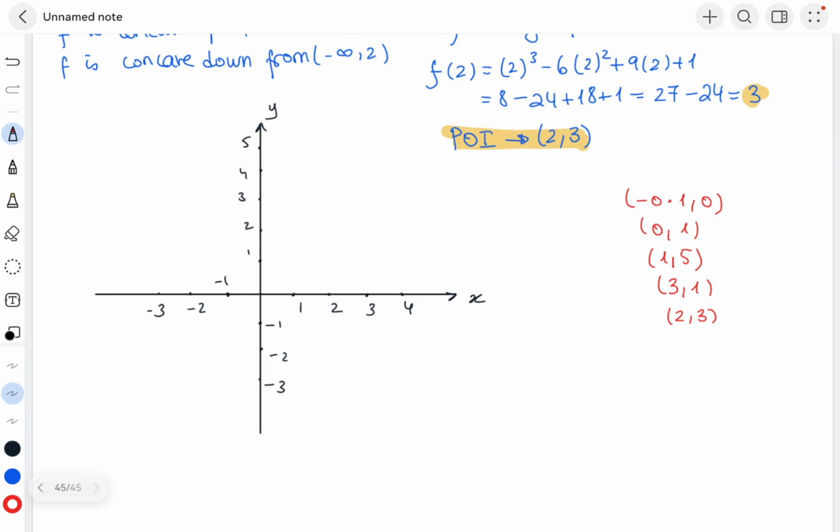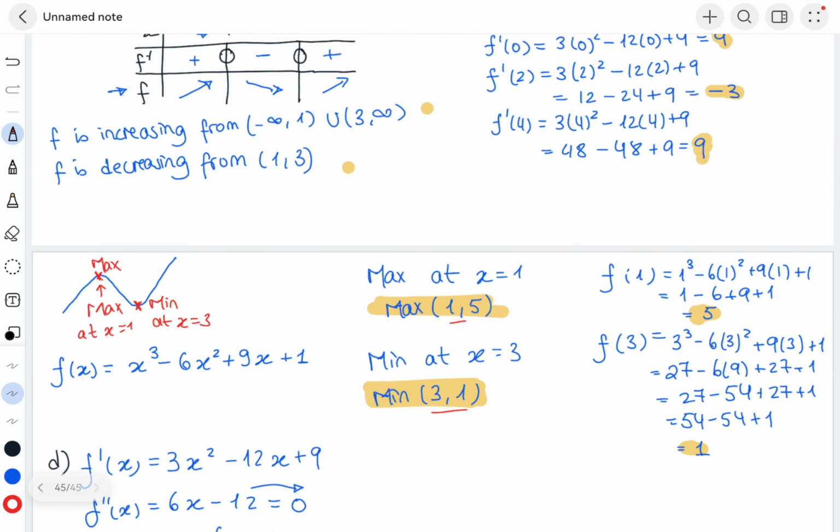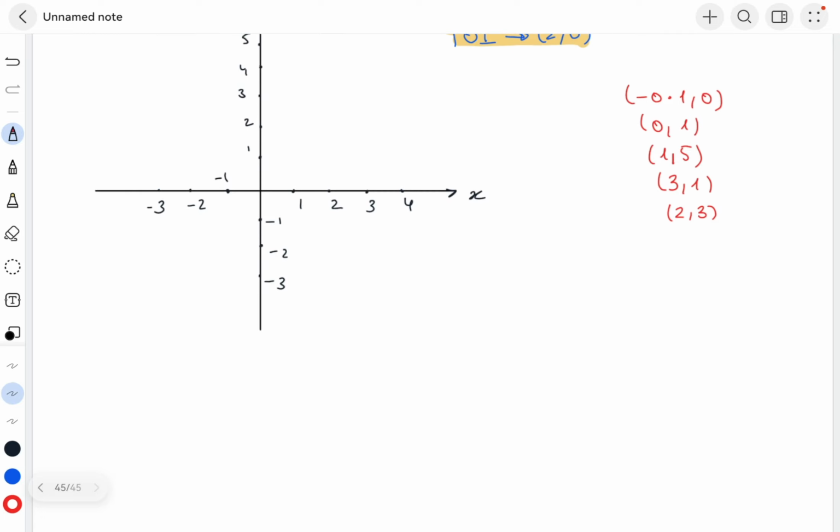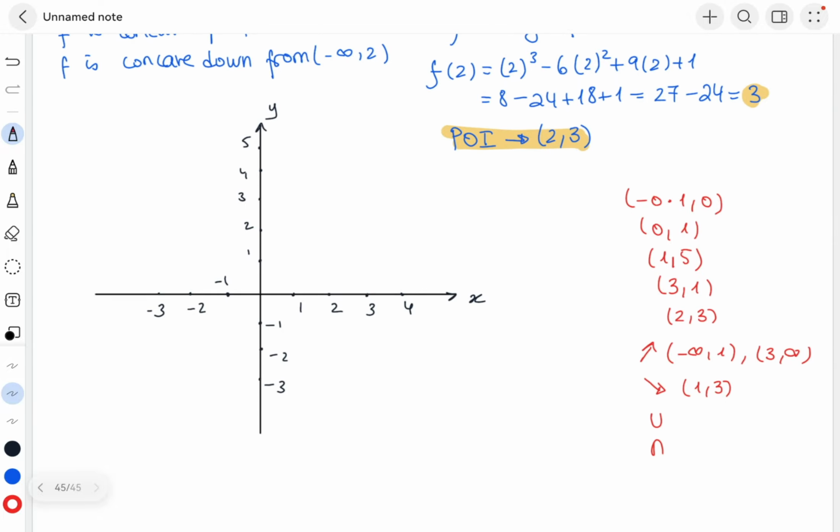And our function is increasing from negative infinity to 1 and from 3 to infinity. It's going up from negative infinity to 1 and from 3 to infinity, and going down from 1 to 3. And we have it concave up and concave down. Concave up from 2 to infinity, and concave down from negative infinity to 2.